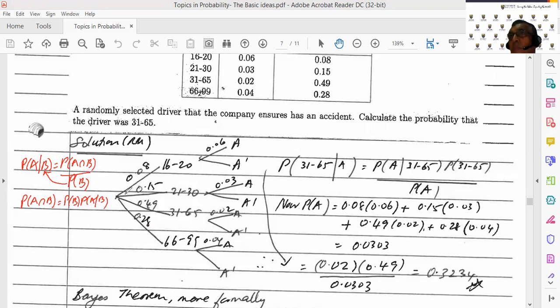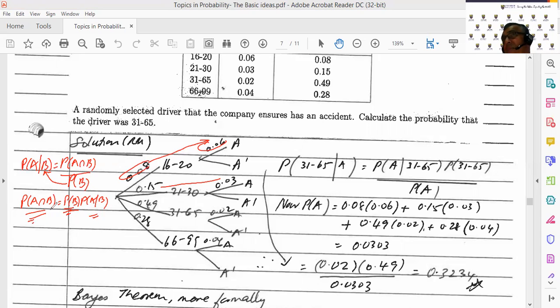So I'm just cross multiplying. If you take a conditional and multiply it by a pure, you get an intersection. So if you go this way, you'll get an intersection. So this will be A and 16 to 20, A and 21 to 30, A and 31 to 65, A and 66 to 99. If you multiply your probabilities, this one and this one, you'll get intersections. You multiply a pure by a conditional, you will get an intersection.